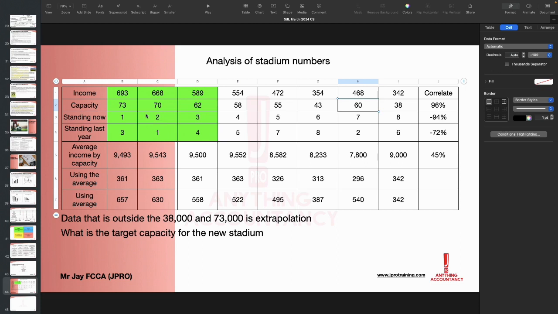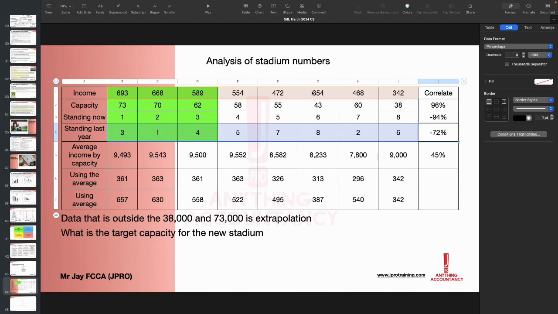The rest of them have not put a stadium in place. So the correlation is just trying to figure out how capacity correlates with income. Is there a correlation between your standing now and your income, and between your standing last year and the income?